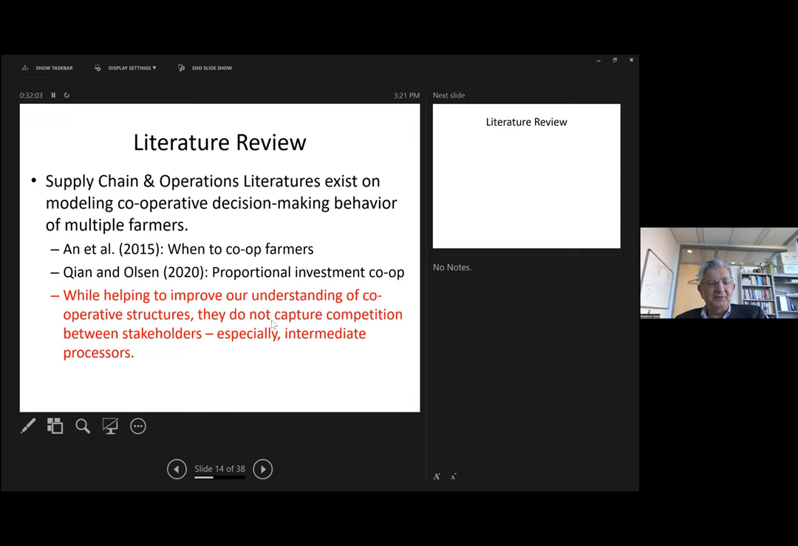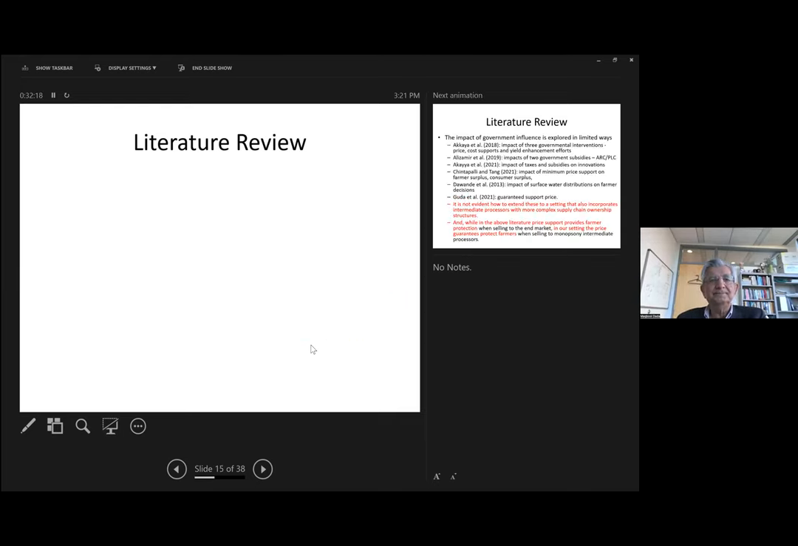What we are trying to do is focus on the interaction between co-op structure and intermediate processes, which I think has not been addressed by these types of papers. So we are almost close to the heart of the model. Okay.